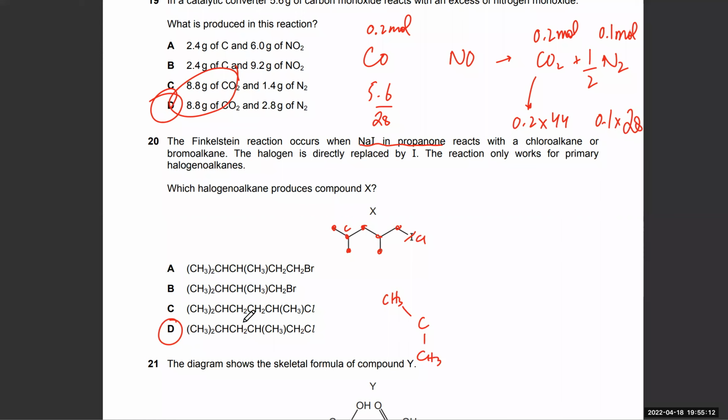Then there is a CH2 next door. Then there is CH and another CH3. And then there is CH2 and Cl. So this kind of looks exactly the same as this one.